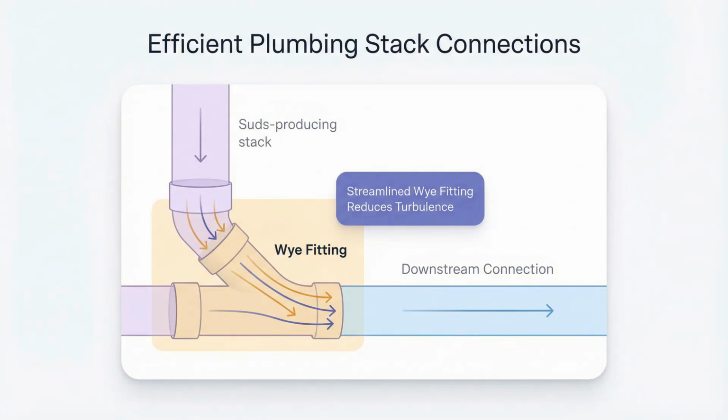So how do we fight the suds? The material suggests a smart design fix. Connect the suds-producing stack, like the one from the laundry room, downstream of all other stacks. You also want to increase the size of the horizontal drain to let more air and water flow through, and use streamlined fittings, like Ys, to smooth out the flow. Less turbulence means fewer bubbles.